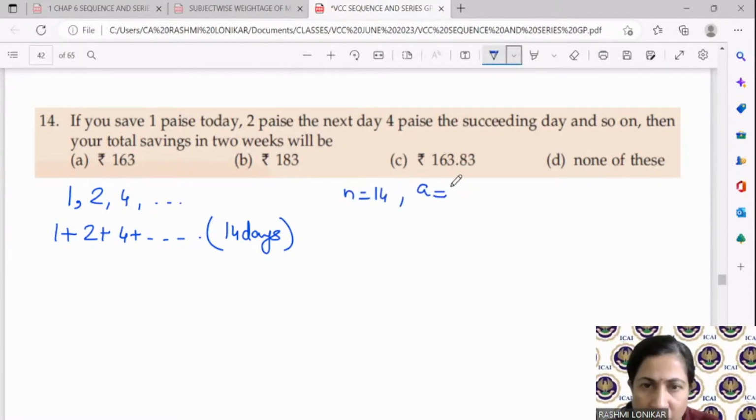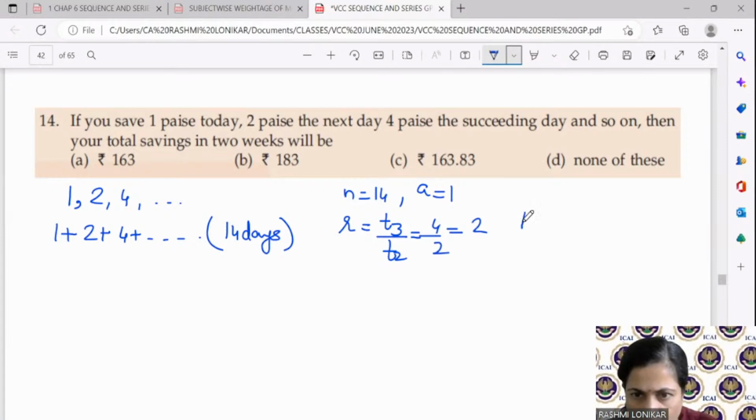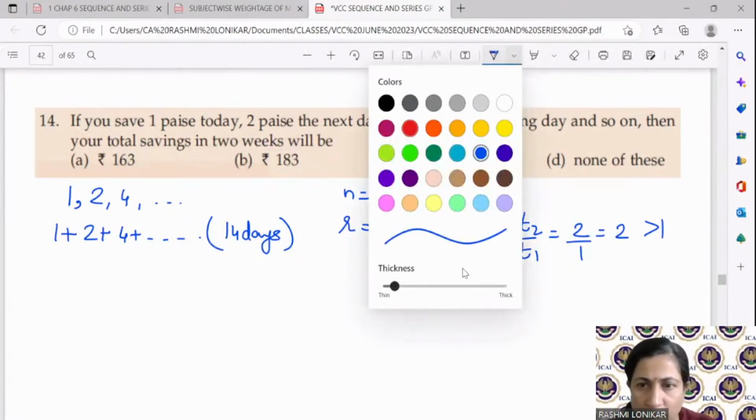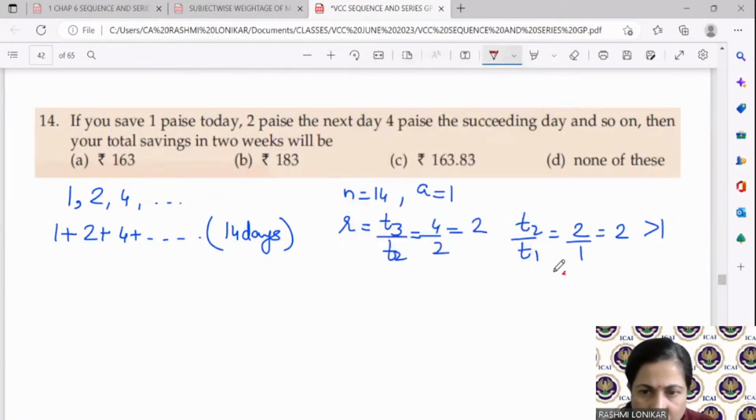My A is 1. Now my R is equal to T3 upon T2, which is 4 upon 2, which is 2, which is also equal to T2 upon T1. Let us check: 2 upon 1 is equal to 2. So my R is greater than 1. So what am I going to do? I'm going to use S equals A into R raised to N minus 1 upon R minus 1. Clear?